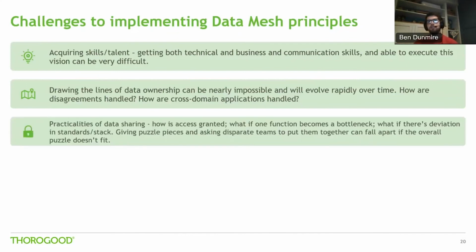I talked about this just briefly before, but the practicalities of data sharing: we have to be granting access. Who's deciding that? Who's functionally deciding it? Who's deciding if it's appropriate or not? And who's going in and assigning access for physical users or identities or service accounts or whatever it is? I think of these like giving teams puzzle pieces to put something together. Those pieces might fit in isolation, but if the whole puzzle doesn't fit, you've kind of lost it.